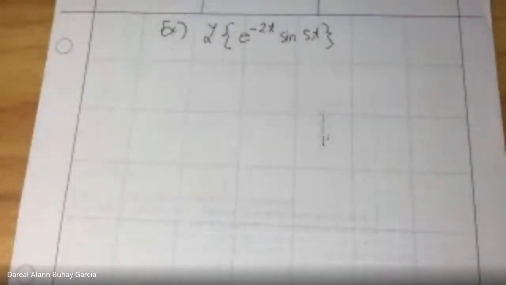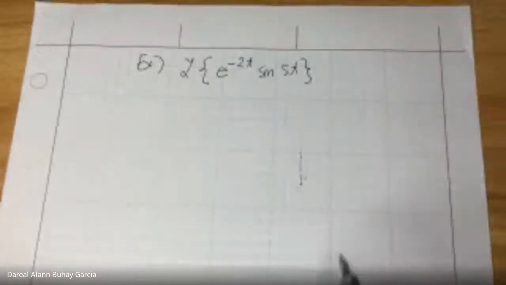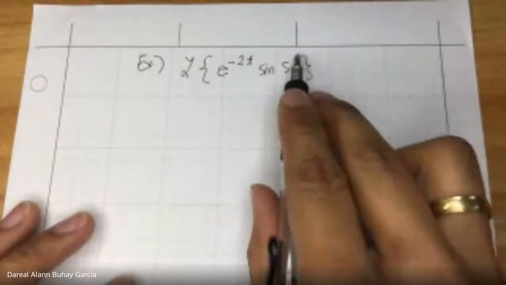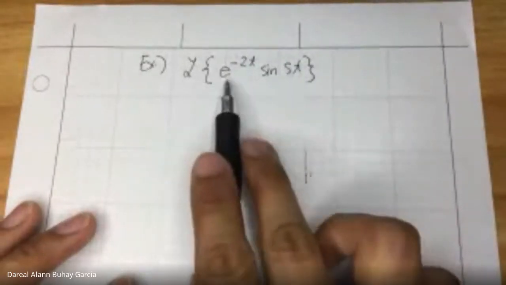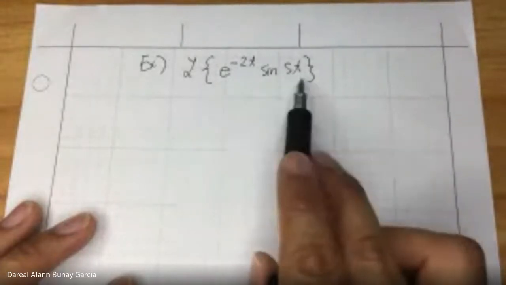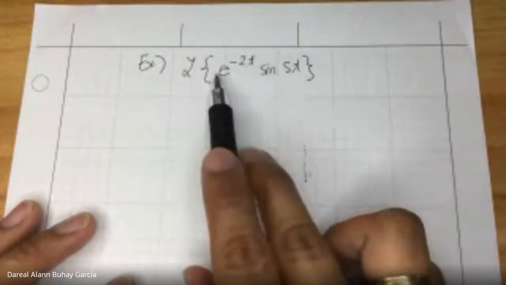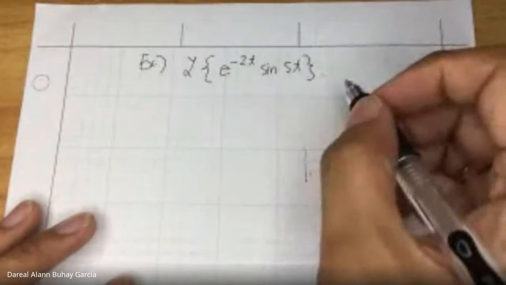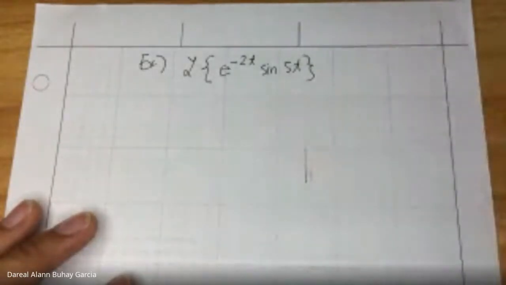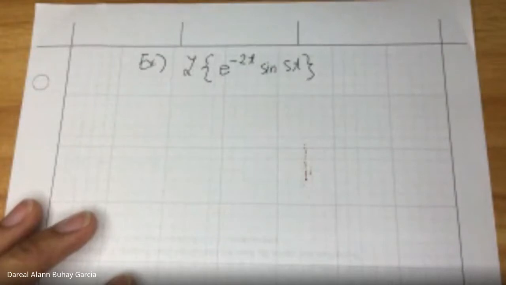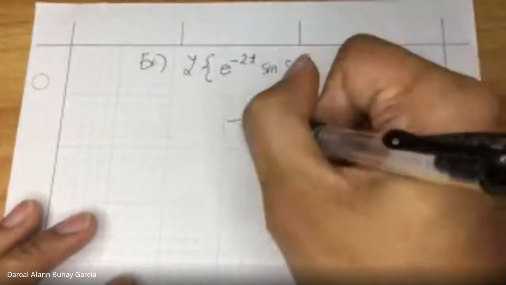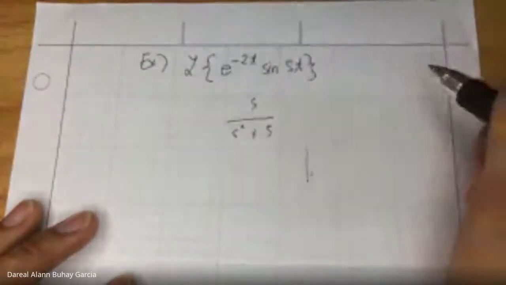Good, at least you got the idea. For those who haven't solved it yet, that is the process. The idea here is that this is a translation problem, so we compensate for it later. We can take the Laplace transform of sin 5t because it is in the table: a over s squared plus a squared. If a is 5, then 5 over s squared plus 25.